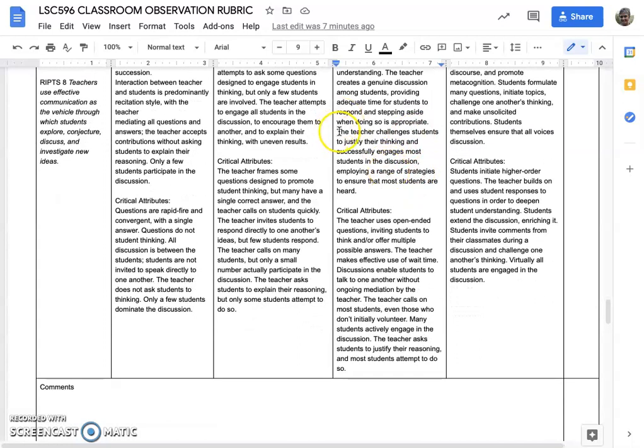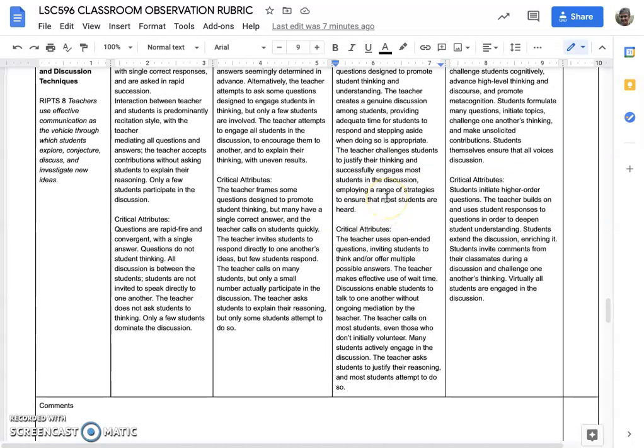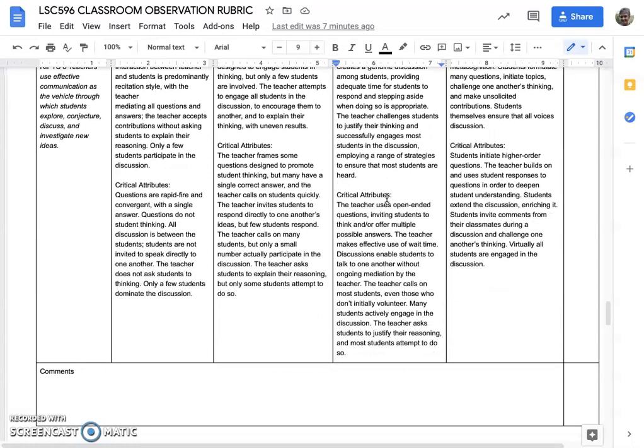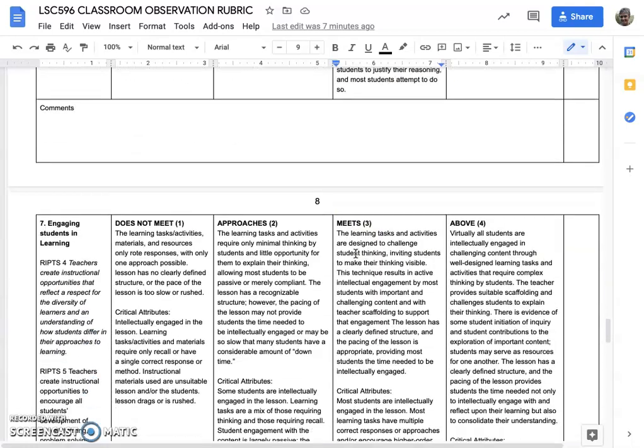I do like this one. The teacher challenges students to justify their thinking and engage them in discussion. A lot of times I'll see discussion where the kids answer something and the teacher will just say, great, or whatever, without really responding to what they say and having them think further and justify their thinking. So that's something you can work on.